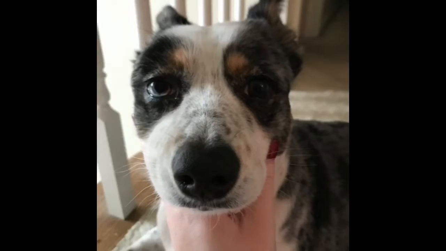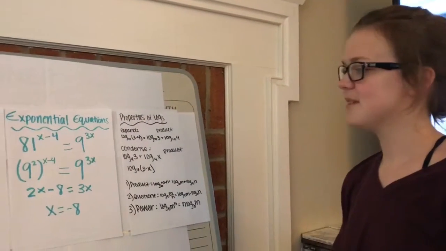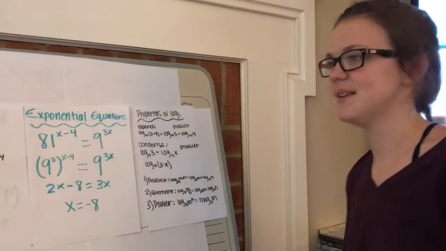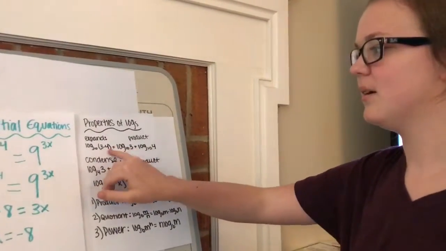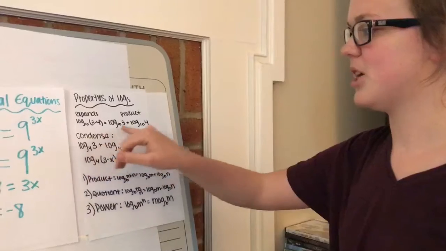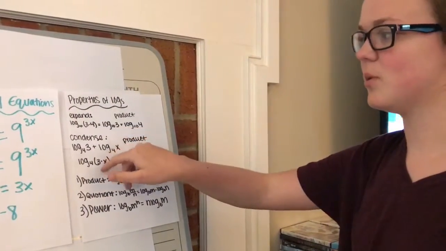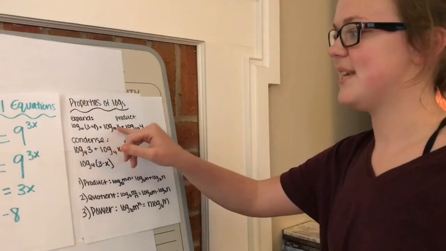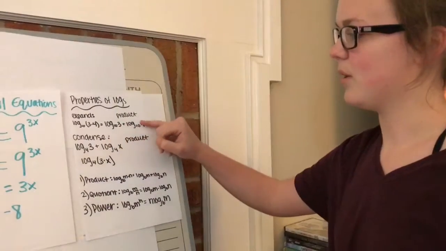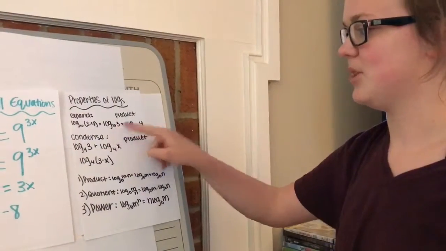Properties of logs. With properties of logs, we have expanding and condensing. And our example here is when you're multiplying within the log. When you multiply within the log, you would change it to adding with the product rule. So it'd be log base 10 of 3 times 4 would be log base 10 of 3 plus log base 10 of 4. You would keep the bases the same and just add.